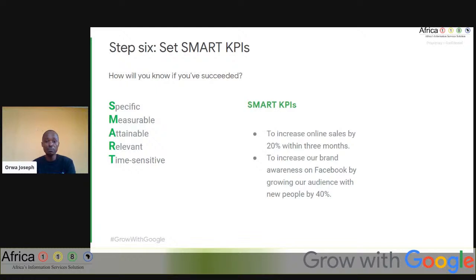Let's look at an example of SMART KPIs. To increase online sales by 20% within 3 months, all right, or to increase our brand awareness on our Facebook page by growing our audience with new people by 40%. These are just SMART objectives for Mandolin that we are having as our case study. So you need to have SMART objectives.